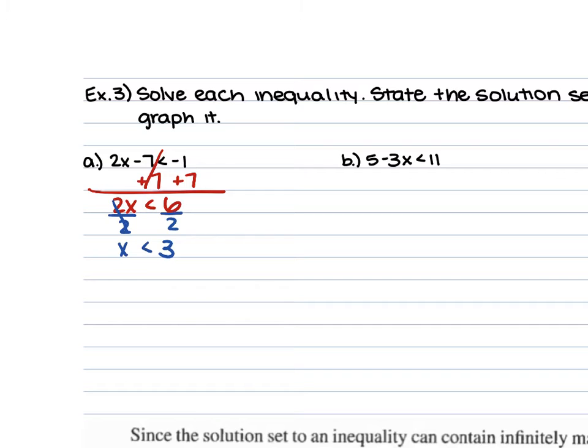Again, if your variable comes first in your inequality, there's an easy way to graph it. Your inequality sign tells you which way to draw your line on the number line. So on the number line, you'd find that 3. This is not equal to 3, so we're going to have an open circle on the 3. The sign points to the left, so we draw our line to the left.